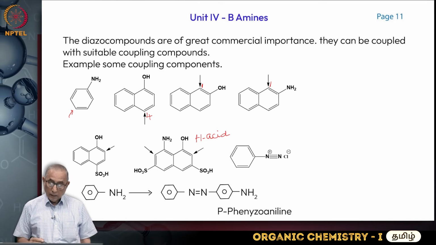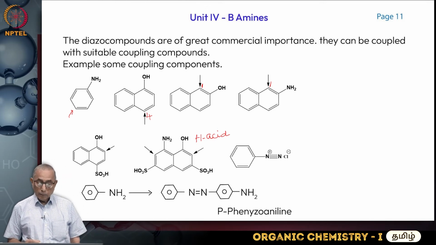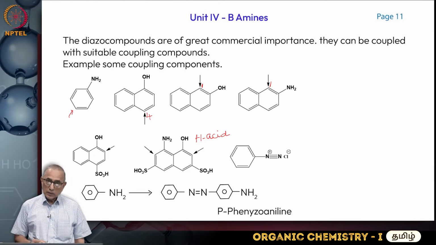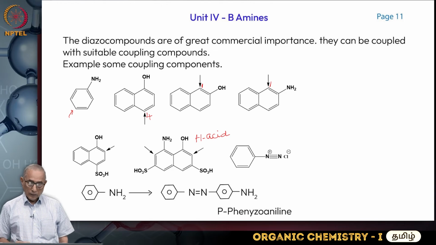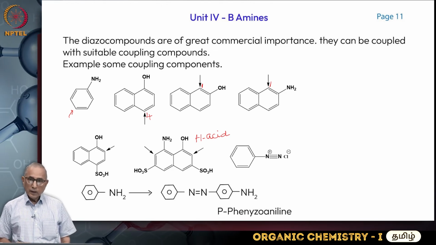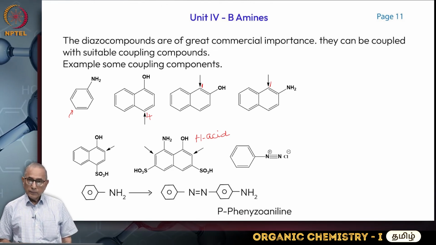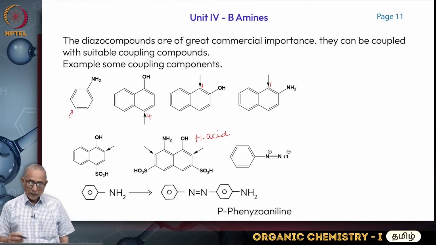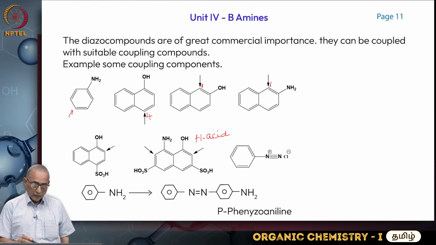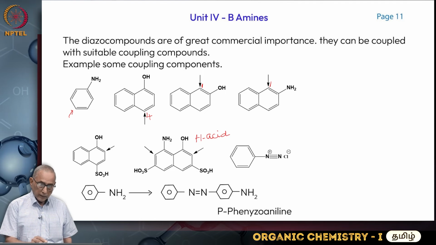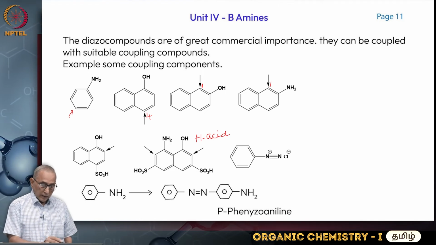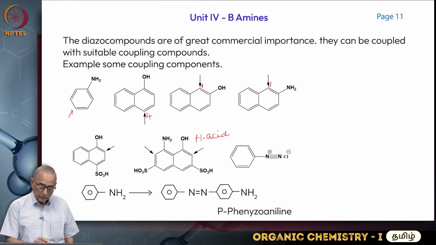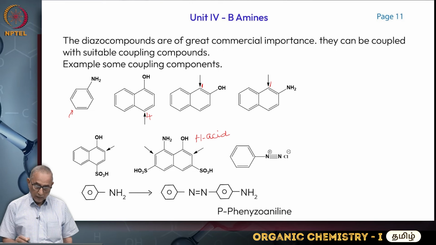group. As you increase the azo groups in a molecule, the color becomes darker and darker. You will get first yellow, orange, red, green, blue, and finally black, depending upon the number of azo groups. This group is called the azo group, N double bond N. So, aniline couples at the para position. This is para-phenyl azo aniline.